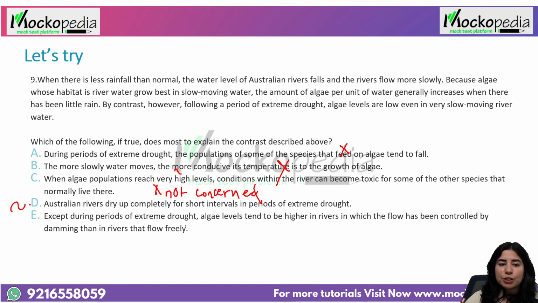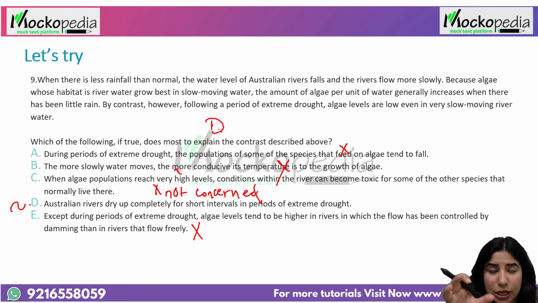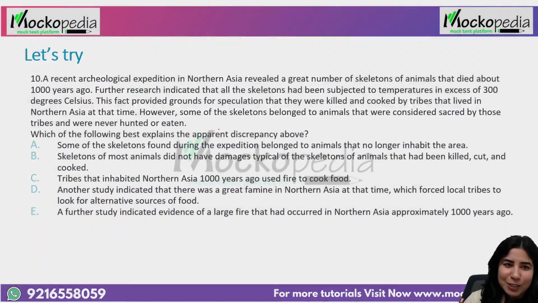Except during period of extreme drought, algae levels tend to be higher in rivers in which the flow has been controlled by damming than in rivers that flow freely. So it's again irrelevant. So the best answer will be D. This is saying that for algae to thrive, to grow, to survive, you need some water flowing. But then when there is extreme drought, the rivers completely dry up. So there is no slow water for them to thrive or grow or develop, right? So let's move to the next question. Please try it and then we begin with the discussion.